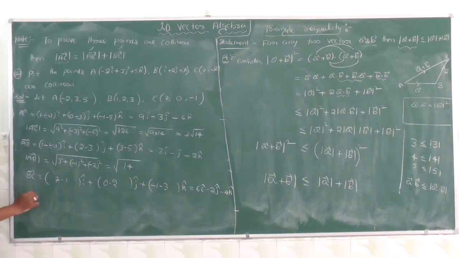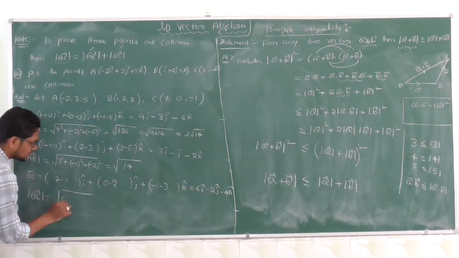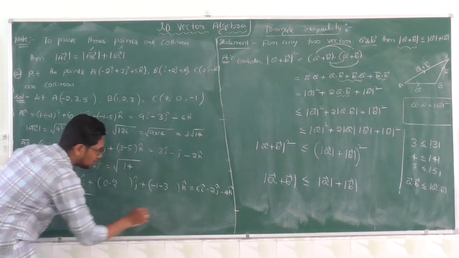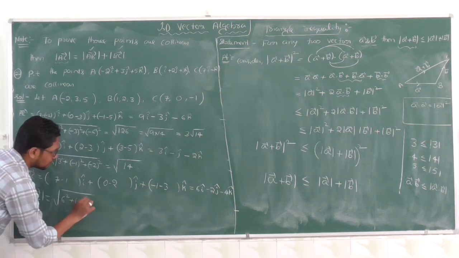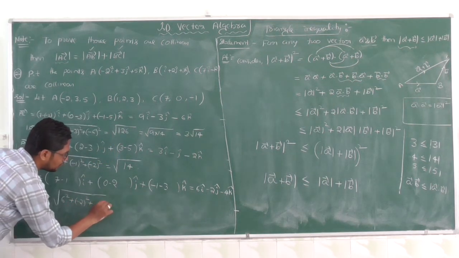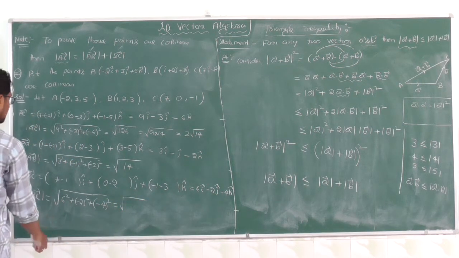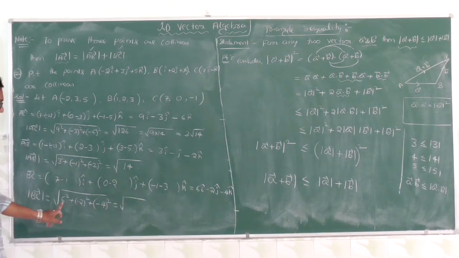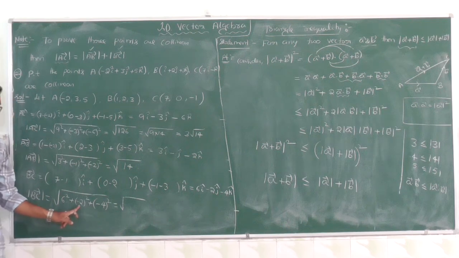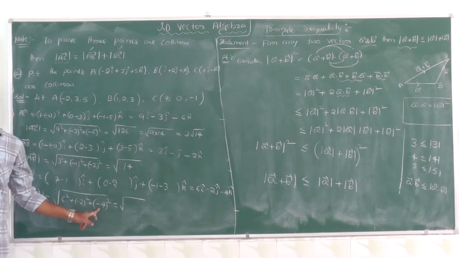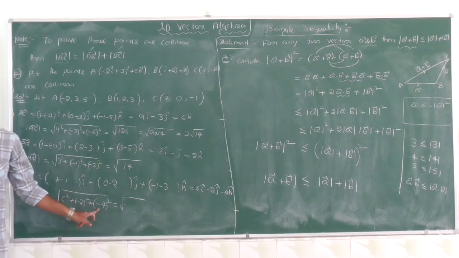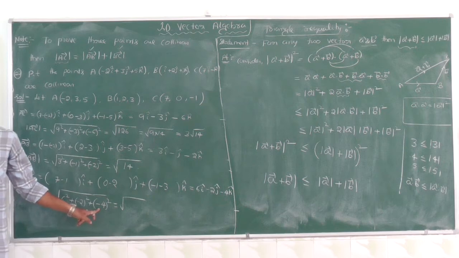And also find the magnitude of the BC vector, equals the square root of the i component 6 squared plus the j component minus 2 squared plus the k component minus 4 squared. 6 squared is 36, plus 4 is 40, plus 16 is 56.